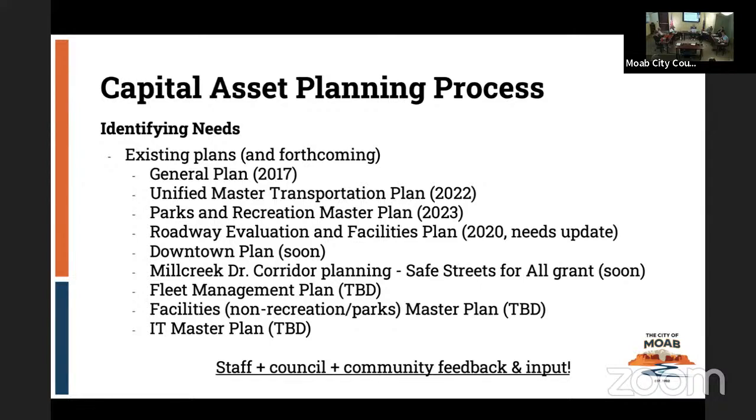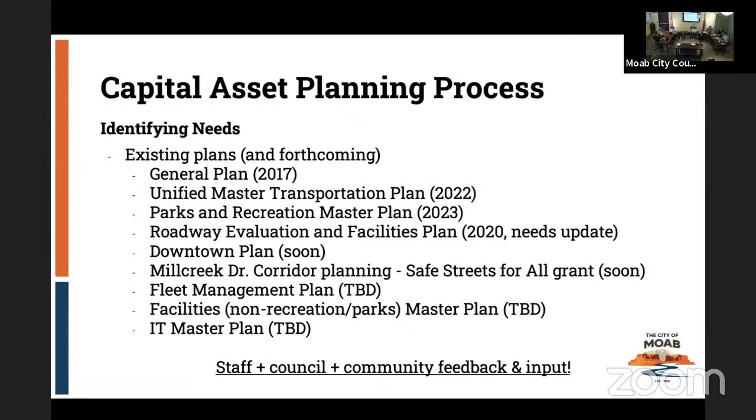A fleet management plan would include things like leasing. Would we lease vehicles? When do we buy vehicles? What's the real strategy around leasing versus buying? How long do you maintain an asset before you sell it, or surplus it, I should say. That's an example of a plan that we will initiate to help us identify our needs in the long term. Same with facilities that are not recreation and parks facilities, because we do have a relatively great and new master plan for parks and recreation that was completed at the end of last year.